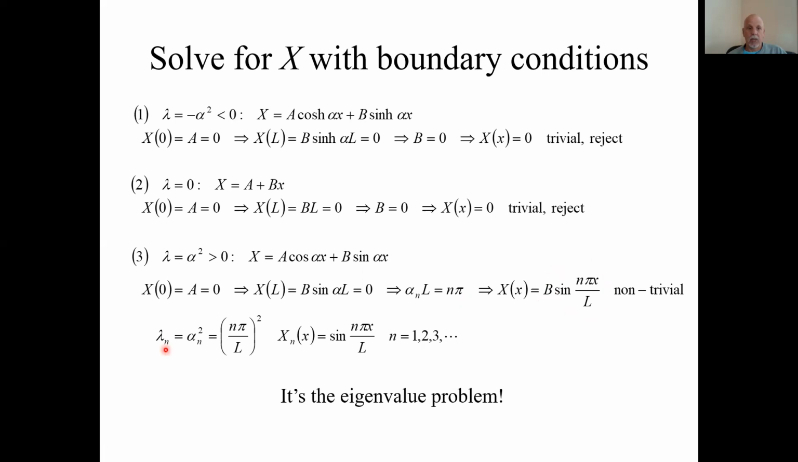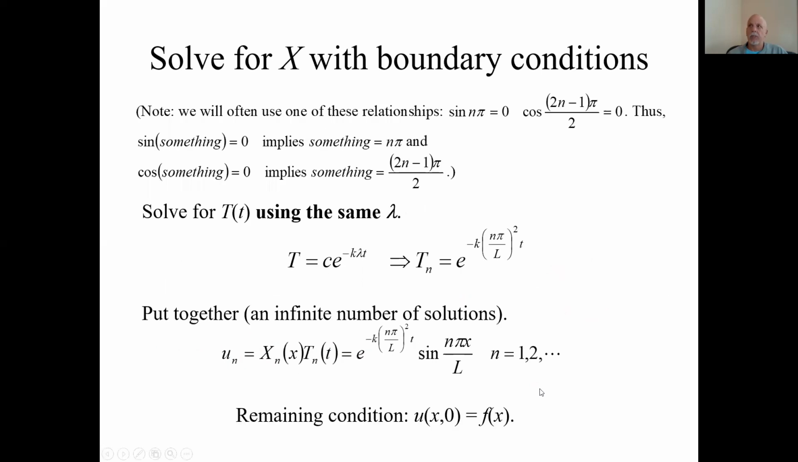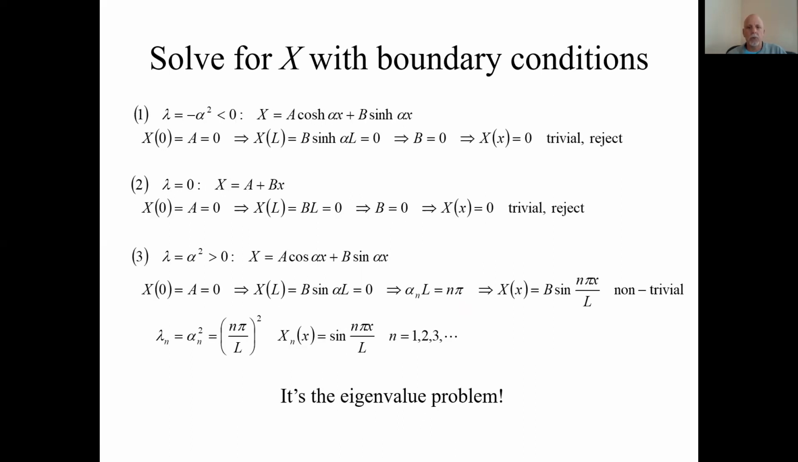So I have my eigenvalues, which are these alpha n squared, these n pi over L quantity squared. My eigenfunctions, which are these sines. We use the eigenvalue problem. How much farther can we get? We're already kind of over 10 minutes. I'll continue with this problem in another recording.